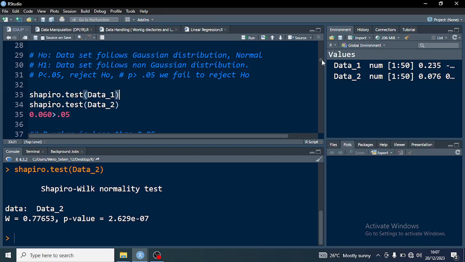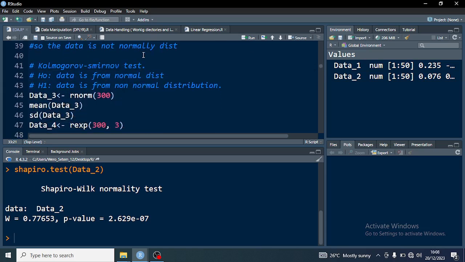So that is it. Let's go to Kolmogorov-Smirnov test, and here still our null hypothesis is that the data set is from normal distribution, and our alternative hypothesis is that this data set does not follow normal distribution. I'm creating a data called data 3, and I'm still using the rnorm. I'm creating a normally distributed data. It's 300. Let's run that.